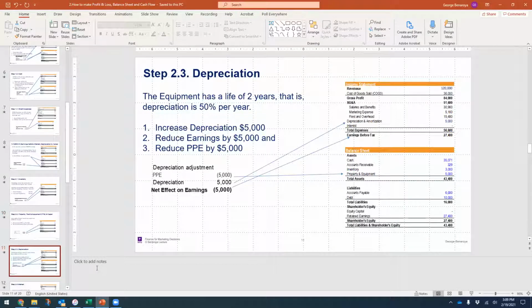Now let's look into something quite more complicated called depreciation. Let's assume that the equipment has a life of 2 years. So we bought it for 10,000, and depreciation will be 50% per year because it's over 2 years. So we're going to increase depreciation by $5,000, and we will reduce the earnings by the same amount because our income is being reduced by the amount that we charge to depreciation. And at the same time, we're going to adjust the balance sheet for the same amount because now there is depreciation on the equipment of $5,000.